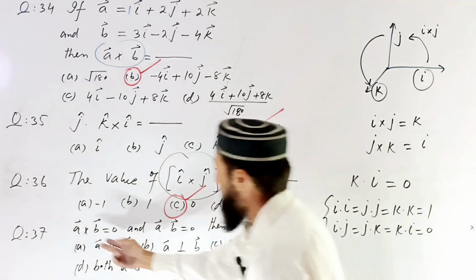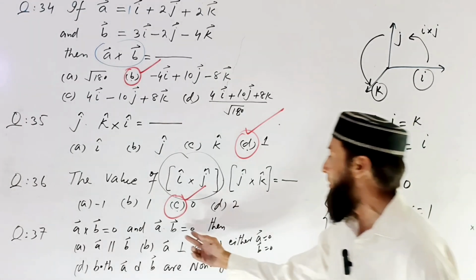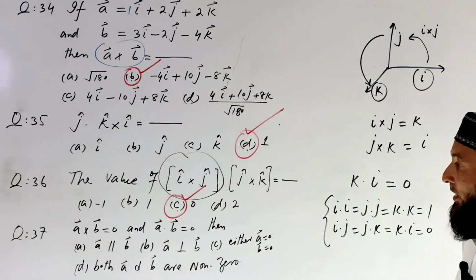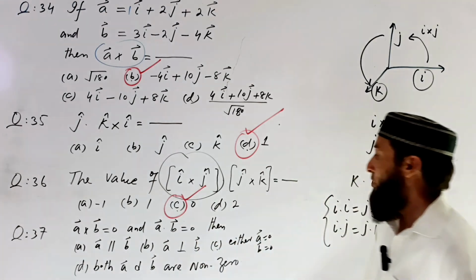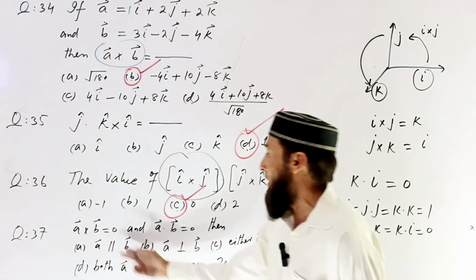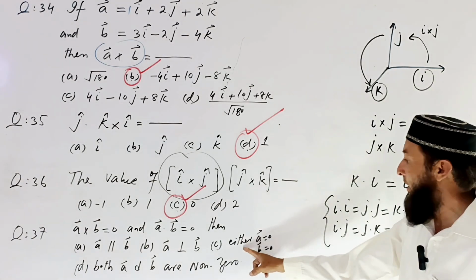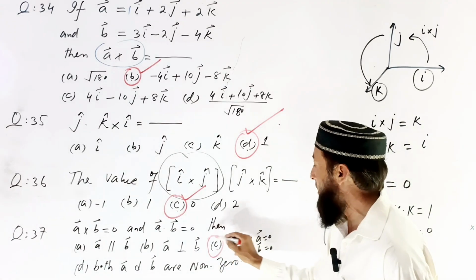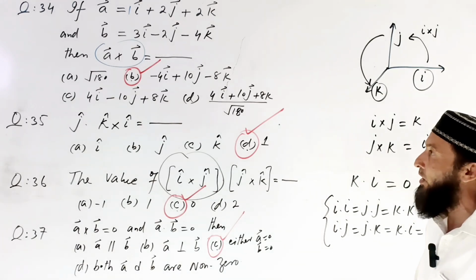Here A cross B, the cross product or vector product, is given. A cross B is equal to 0 and the dot product is equal to 0. Then in the case of A cross B equal to 0 and A dot B equal to 0, the dot product relates to 90 degrees and sin 0 is 0 at 0 degrees, so either A is equal to 0 or B is equal to 0. Here C is the correct answer. These are the properties of the cross product and dot product that we are applying.